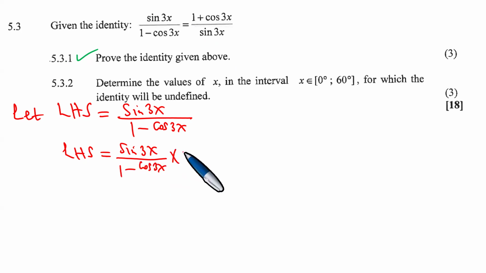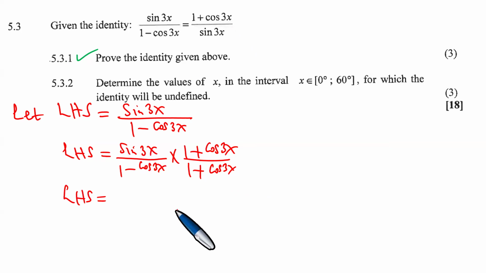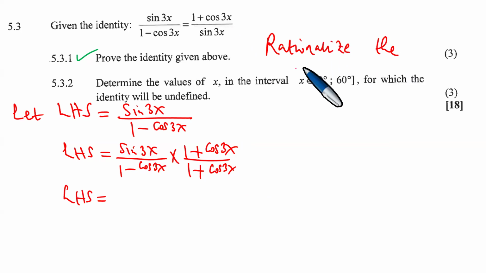What brain teaser? We put a plus. We rationalize to introduce the plus, the 1 plus cosine 3x. We rationalize. At this point, we rationalize. How does rationalizing work?